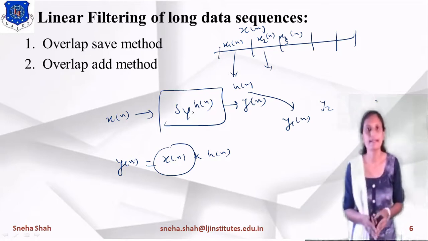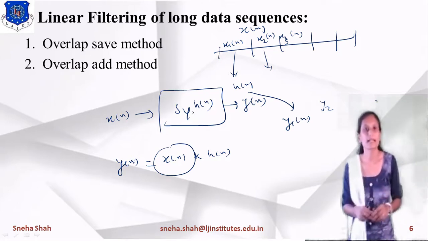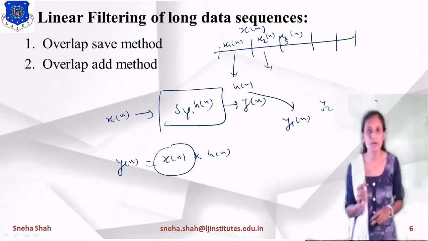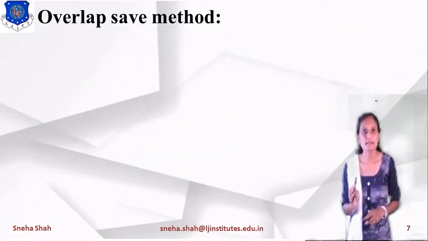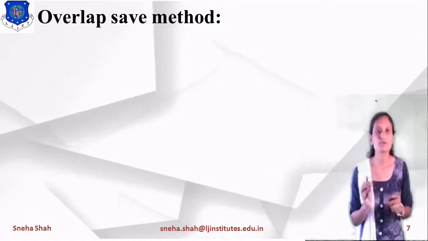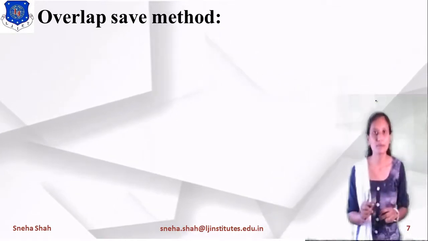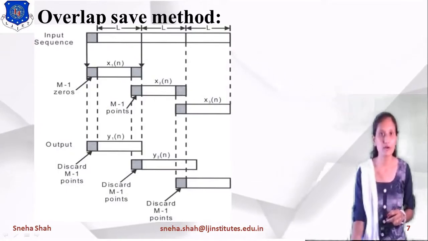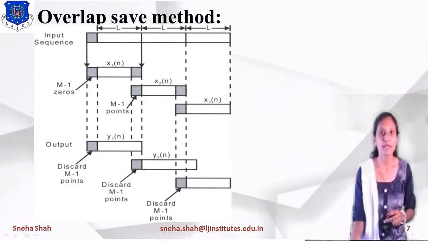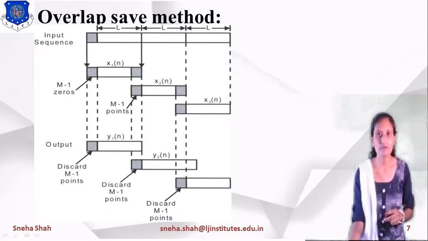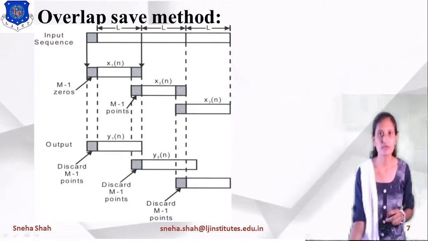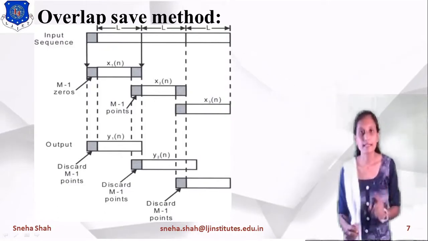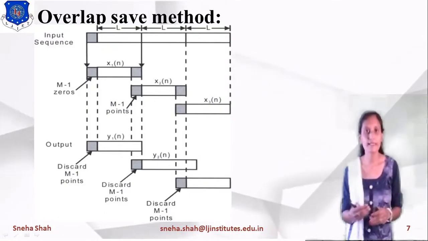So for that, we will use two different techniques. The first technique is the overlap save method and the second technique is the overlap add method. Now what is the basic difference between these two? Starting with the overlap save method, if we take this as an input data sequence, which is a long data sequence, we convert it into a number of terms like x1 of n, x2 of n, x3 of n, likewise. As you know, linear filtering means we have to do linear convolution.